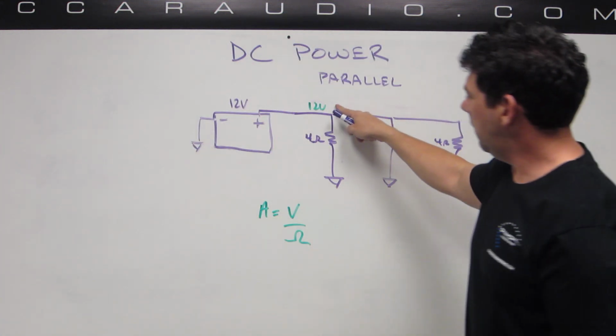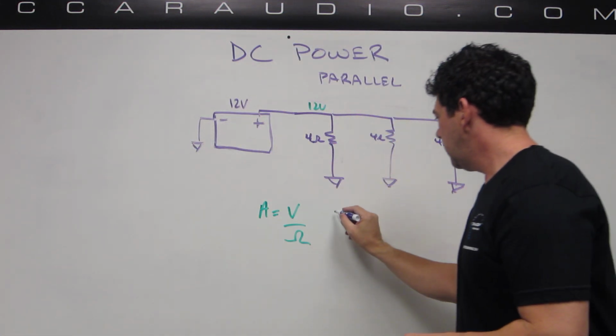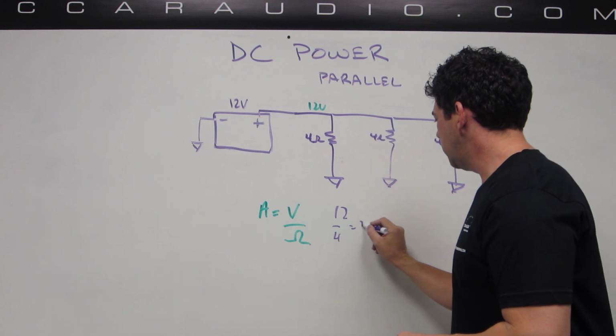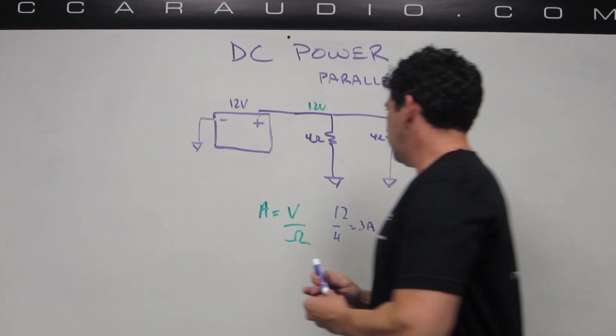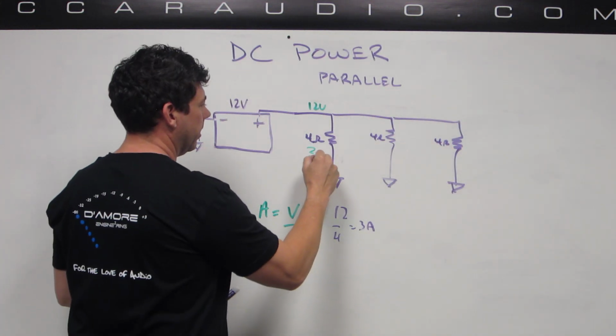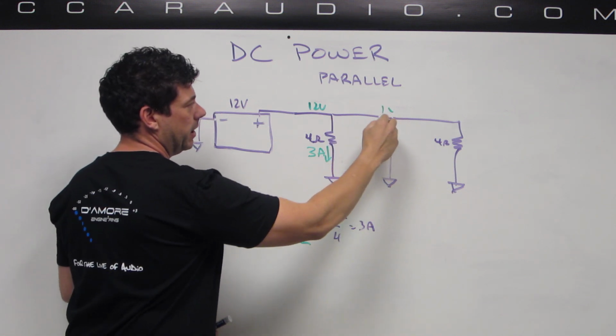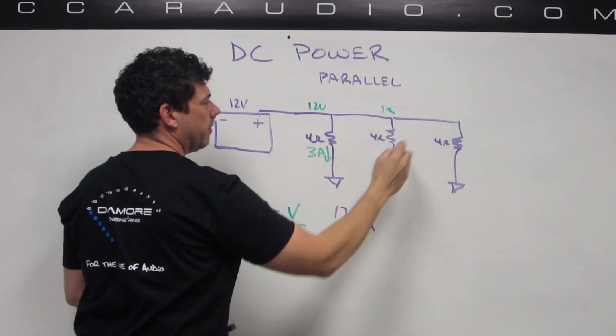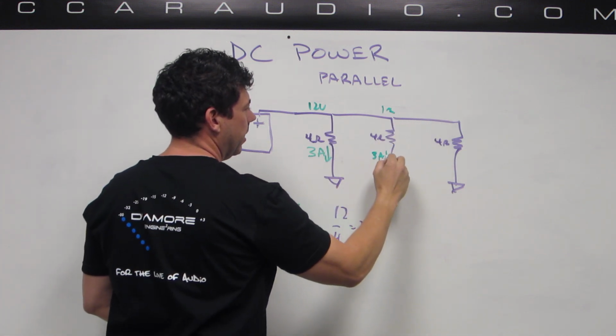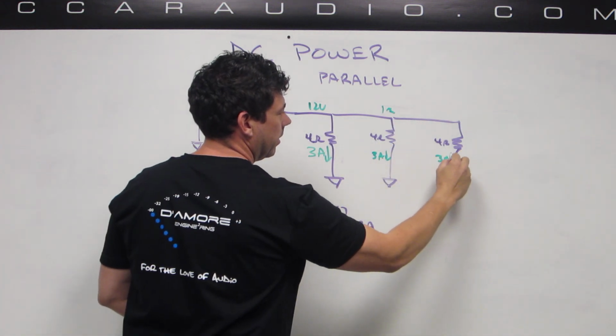So we can see we have 12 volts, 4 ohms, 12 divided by 4 equals 3 amps. So this resistor here has 3 amps going through it this way. And this one is also hooked to 12 volts. There's 12 volts up here as well. It's all one big connected common circuit. 3 amps here and also 3 amps here.